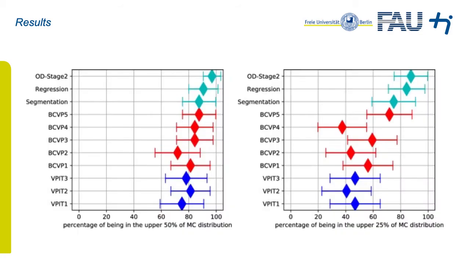This can also be seen in this plot. On the left-hand side, we show the percentage of the area selected by a participant having a mitotic count in the upper 50% of the distribution. And on the right-hand side, we show the same for the upper 25% of the distribution. In each case, the models outperformed pathologists, and the 2-stage object detection model was the best.